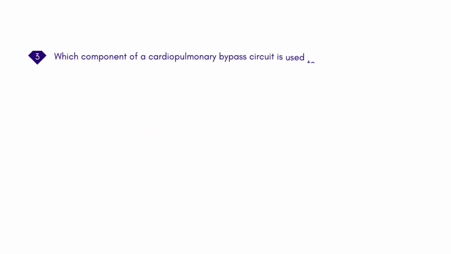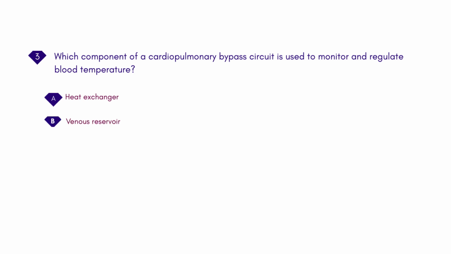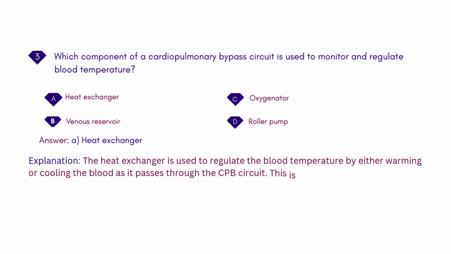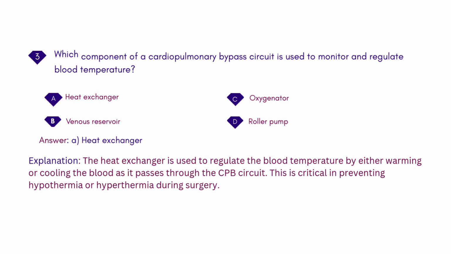Which component of a cardiopulmonary bypass circuit is used to monitor and regulate blood temperature? A. Heat exchanger. B. Venous reservoir. C. Oxygenator. D. Roller pump. Answer: A. Heat exchanger. Explanation: the heat exchanger is used to regulate the blood temperature by either warming or cooling the blood as it passes through the CPB circuit. This is critical in preventing hypothermia or hyperthermia during surgery.